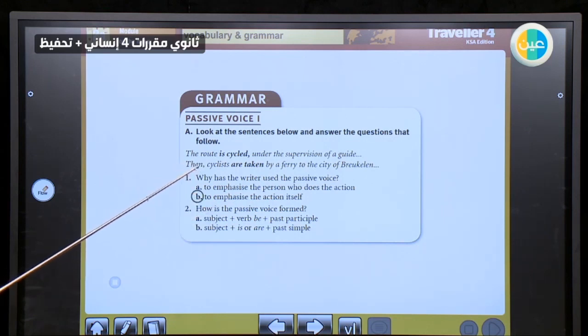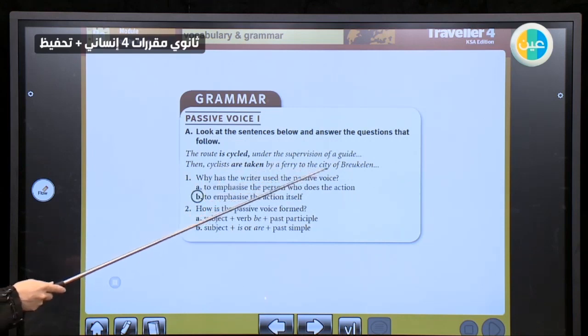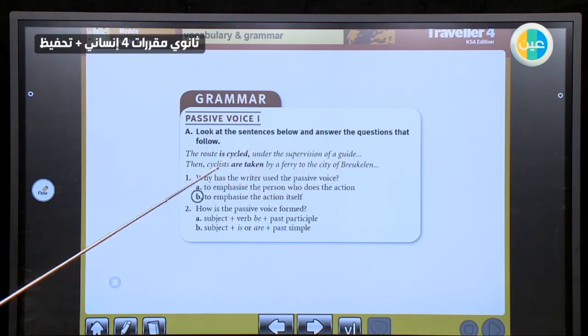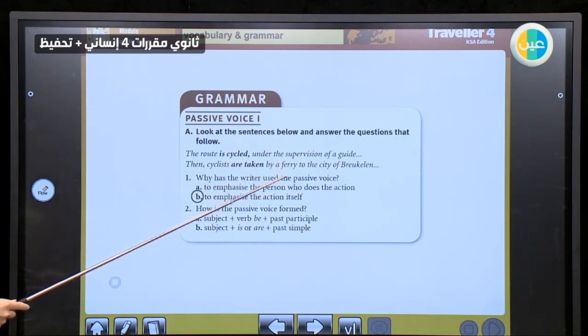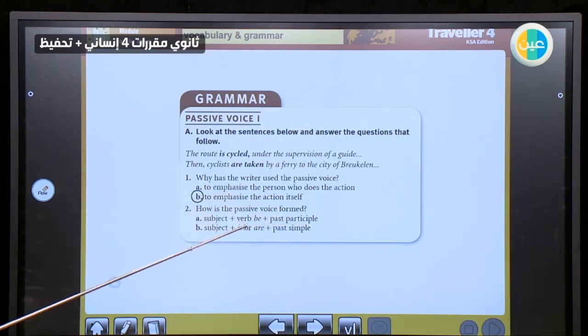We have the other sentence. Then cyclists are taken by a ferry to the city of Brooklyn. What about the cyclists? Taken by whom? By a ferry. We have mentioned here the agent. How is passive voice formed? Subject plus verb to be plus past participle, or subject plus is or are plus past participle. We mentioned before that it is subject, verb be, and past participle.